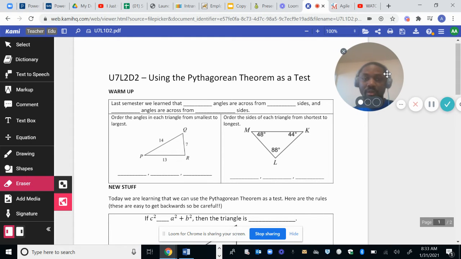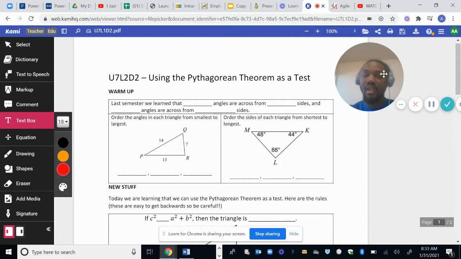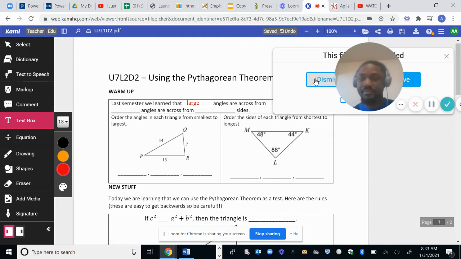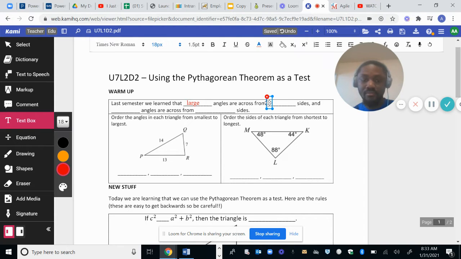We're going to talk about our day 2 under Unit 7, Lesson 1. So, we're going to use the Pythagorean Theorem as a test. Last semester we learned that most of the time, always, the large angles are across from the long sides, and small angles are across from the short sides, okay?